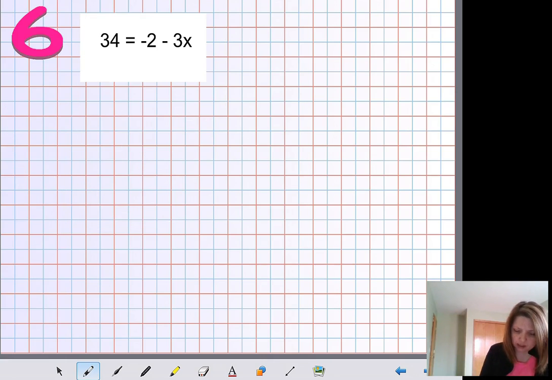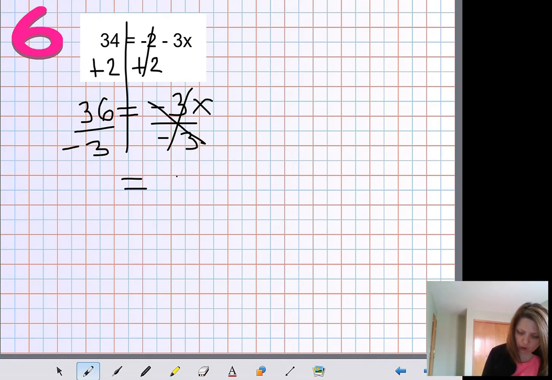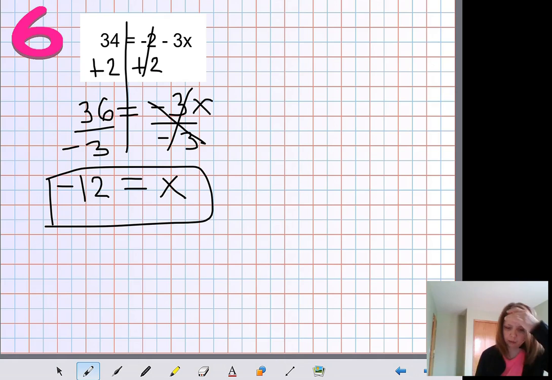Next example, number 6, we have 34 is equal to -2 minus 3x. So plus 2 on each side, -2 plus 2 cancel. We have 36 is equal to -3x. If there is a negative sign in front of the number, make sure you bring the negative sign. So we've got to divide by -3 on each side. Those two cancel. Only x is equal to 36 divided by -3, which is -12. Final answer for the x variable.